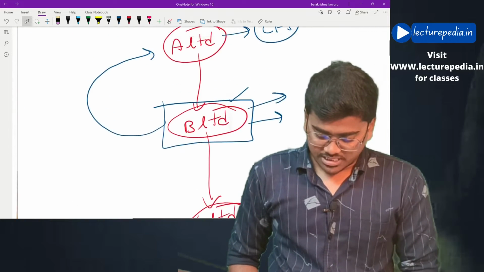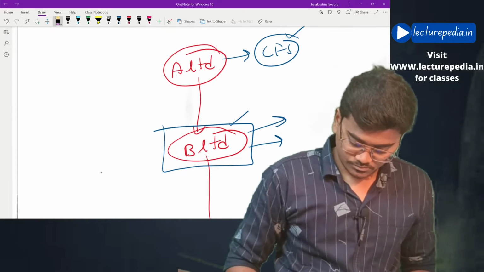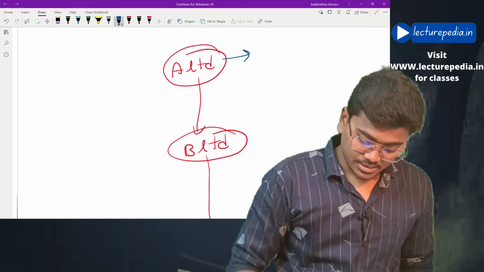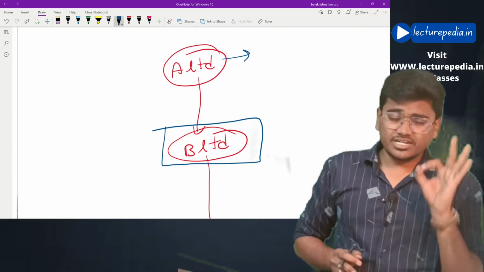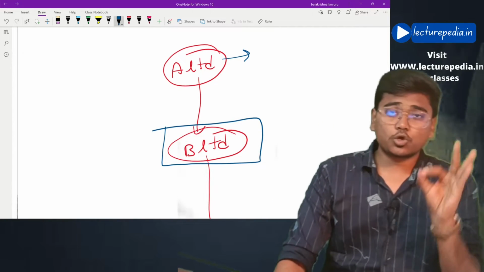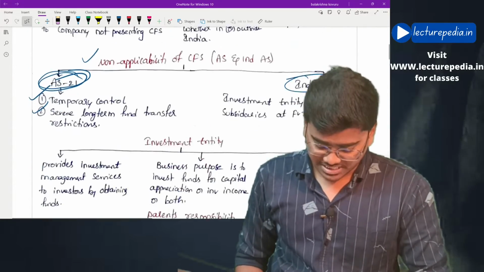See, in our same example, let's say this B Limited is there now. B Limited is an investment company. Investment company means there are three conditions that have to be satisfied in order to call a particular company an investment company. First of all, let us see which companies can be called an investment company.